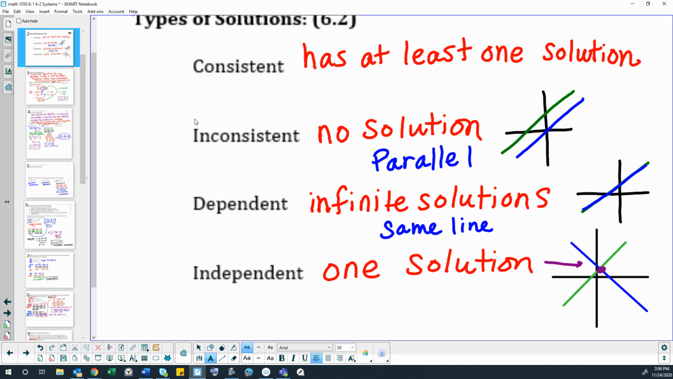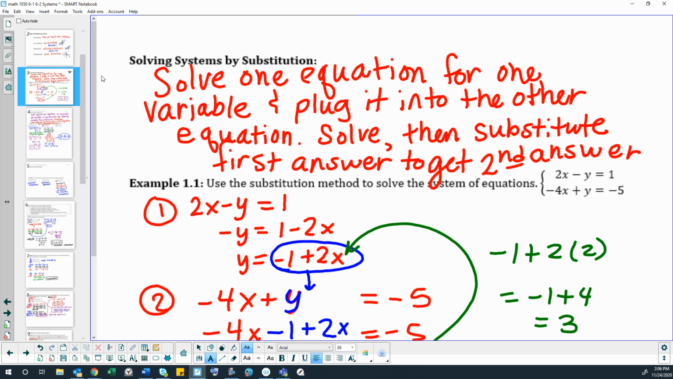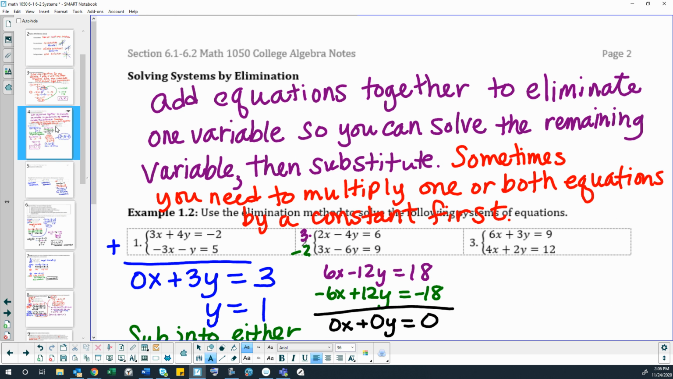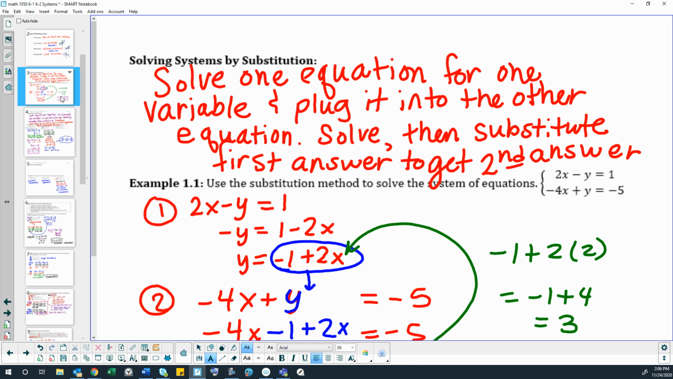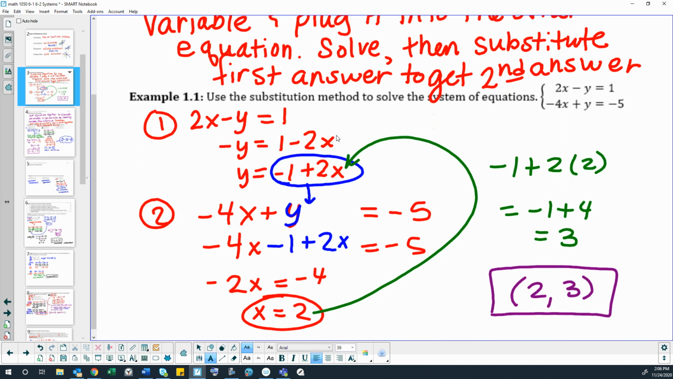Alright, let's look at some different ways to solve these types of problems. We're just going to review some things you might have seen in the past. So, I feel like I'm skipping something. Solving by substitution. Nope, I'm not. It's just, here we go. So when you solve a system by substitution, you're solving one of your equations for one variable, and then you're plugging it into the other equation. You solve, then you substitute your first answer in to get your second answer.